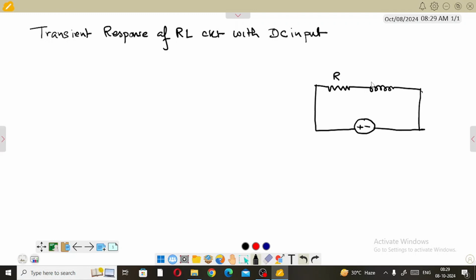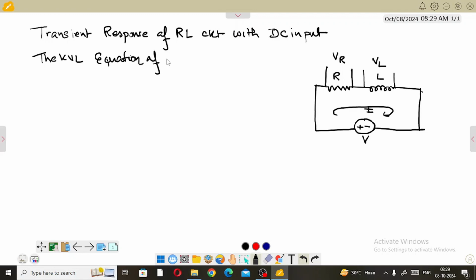This is my R and this is my L, and the voltage drop across this one is given as VR, and the voltage drop across L is VL, and a current flows through this circuit which is I(t), and the voltage input is V. So at first what I will do, I will write down the KVL equation of the circuit is V equal to VR plus VL.